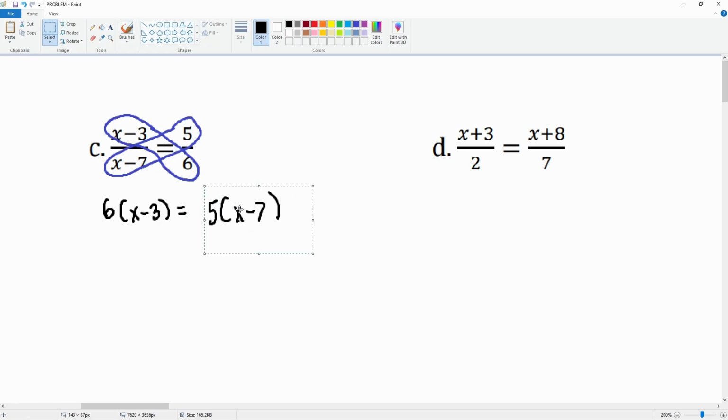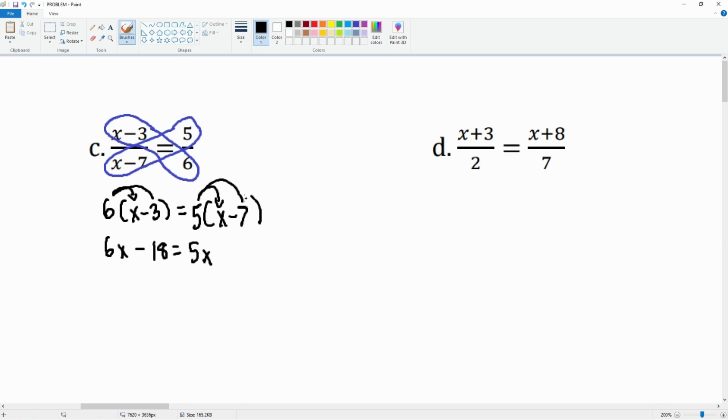All right, so now we can just distribute. 6 times x is 6x. 6 times negative 3 is negative 18. 5 times x is 5x. And 5 times negative 7 is negative 35.